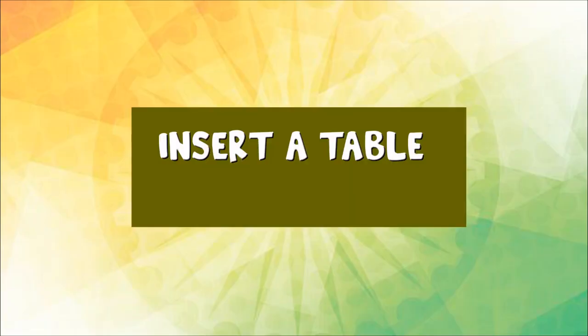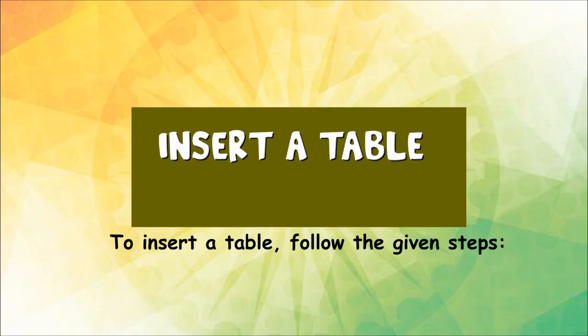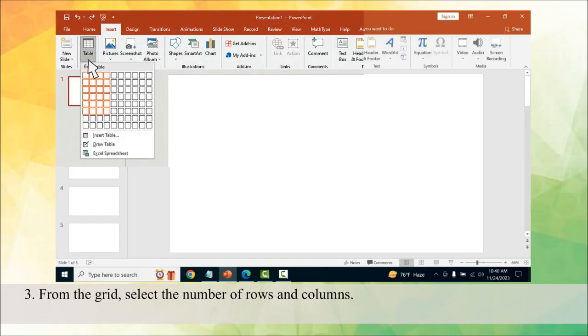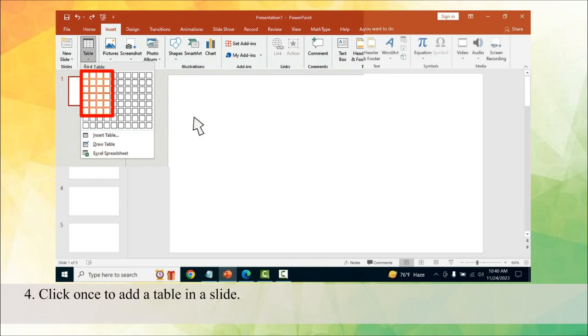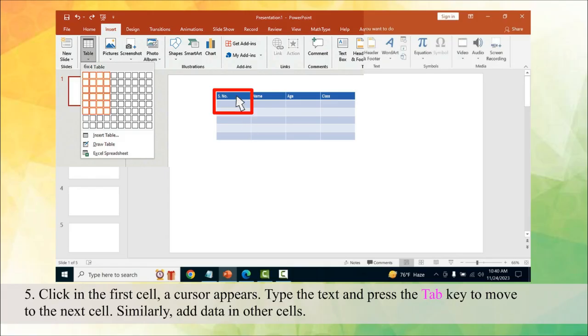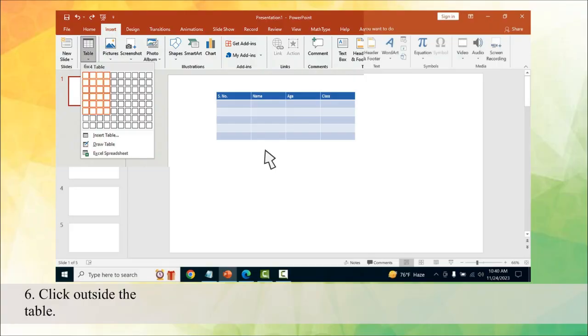Insert a table. To insert a table, follow the given steps. 1. Open a blank slide. Go to the Insert tab. 2. In the Tables group, select the Table drop-down arrow. 3. From the grid, select the number of rows and columns. 4. Click once to add a table in a slide. 5. Click in the first cell, a cursor appears. Type the text and press the Tab key to move to the next cell. Similarly, add data in other cells. 6. Click outside the table.